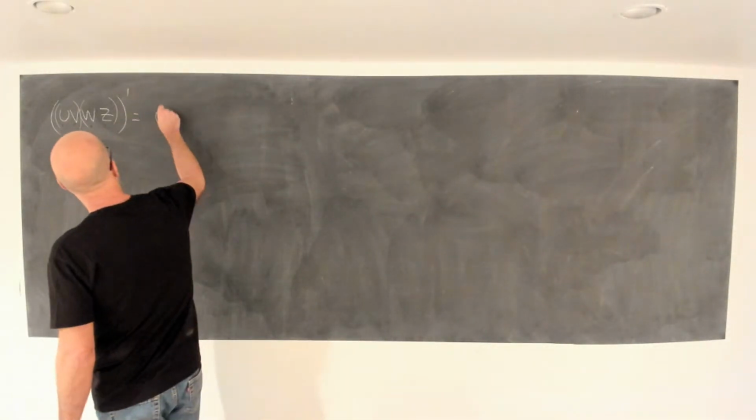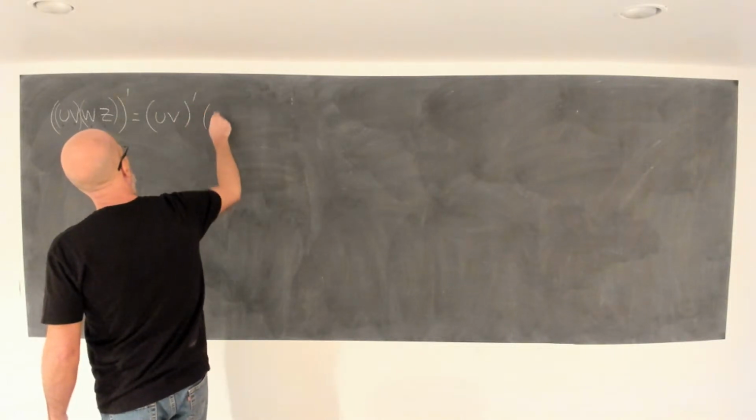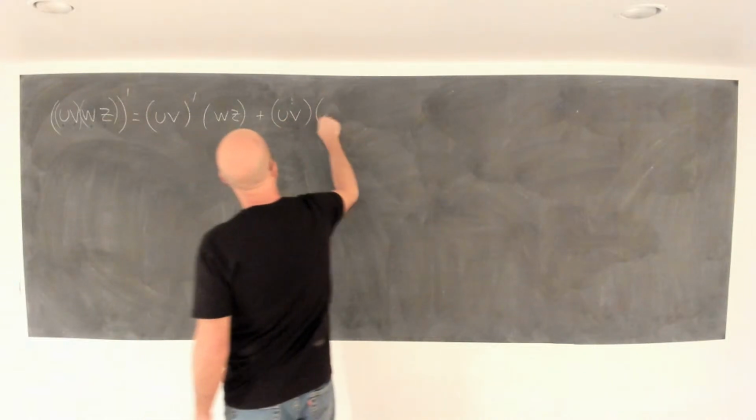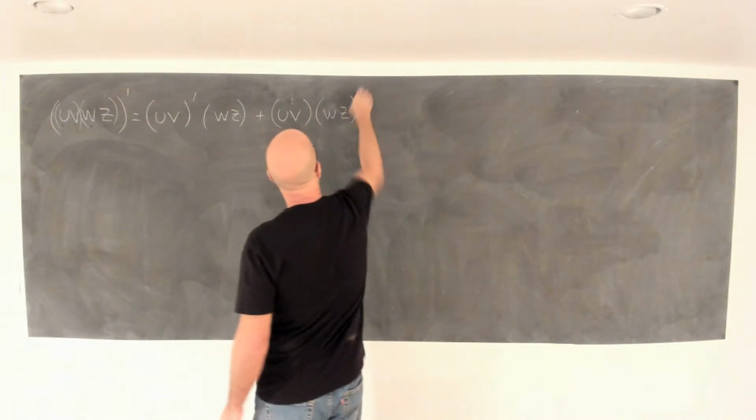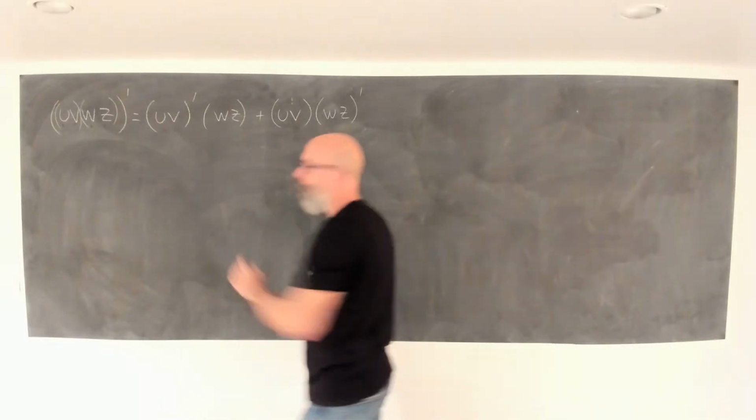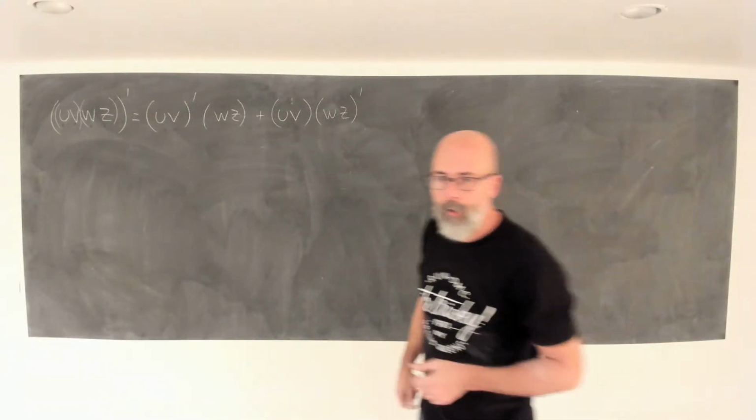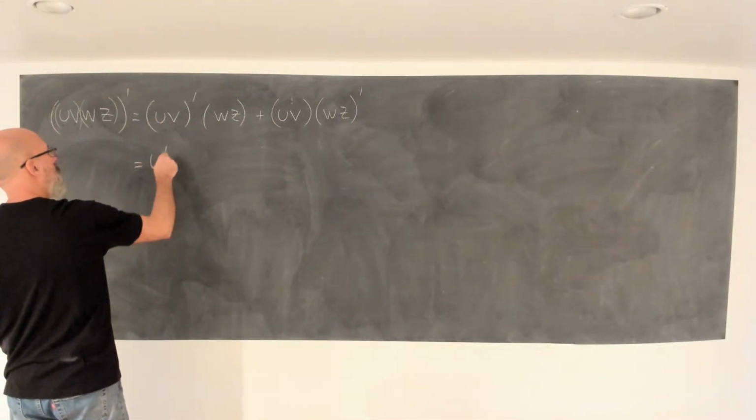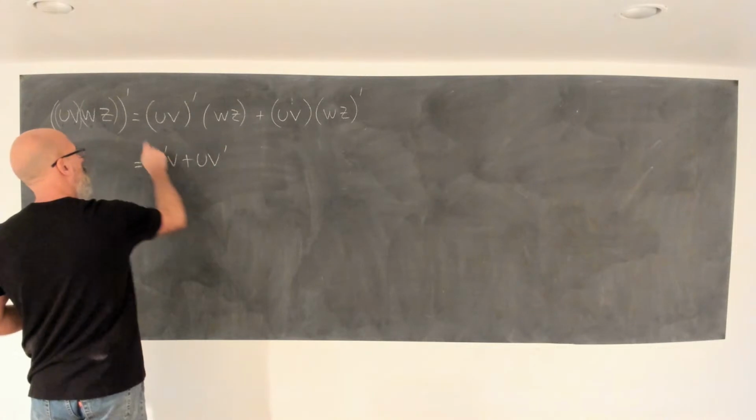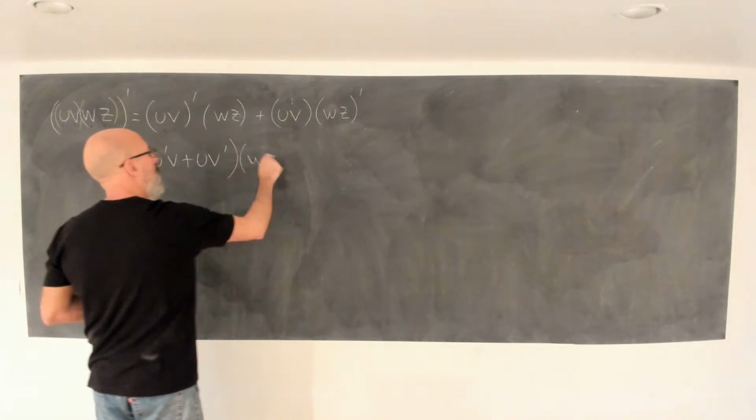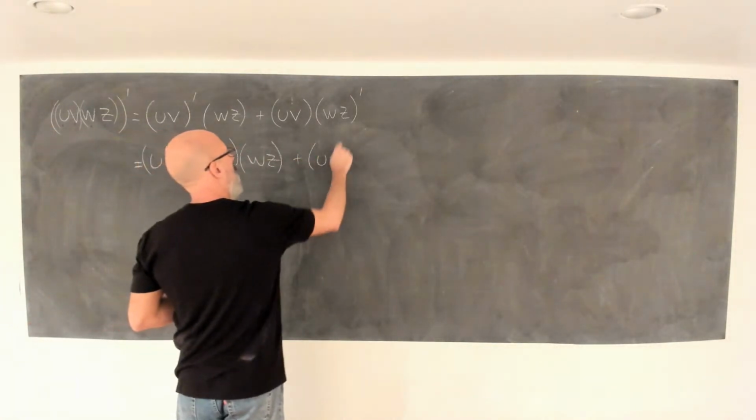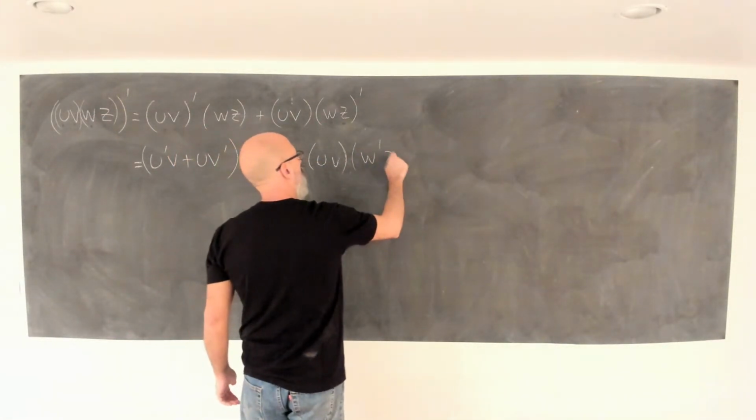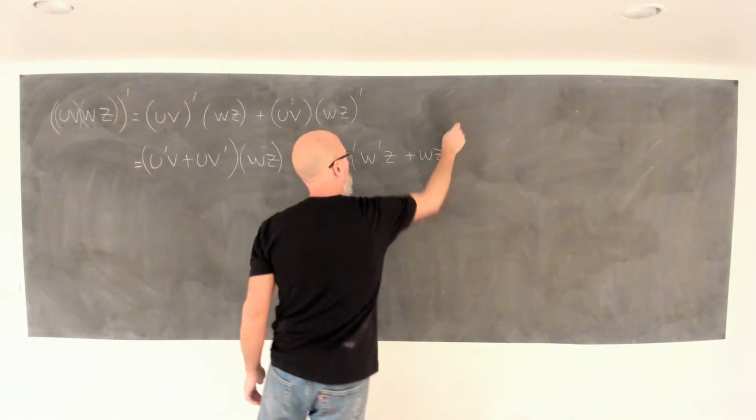Differentiate the first one, leaving the second one fixed. Plus, leave the first one fixed, differentiate the second one. But now the first one is itself a product. So product rule applies here. So u prime v plus uv prime times wz. And similarly, this wz is a product. So product rule applies. W prime z plus wz prime.